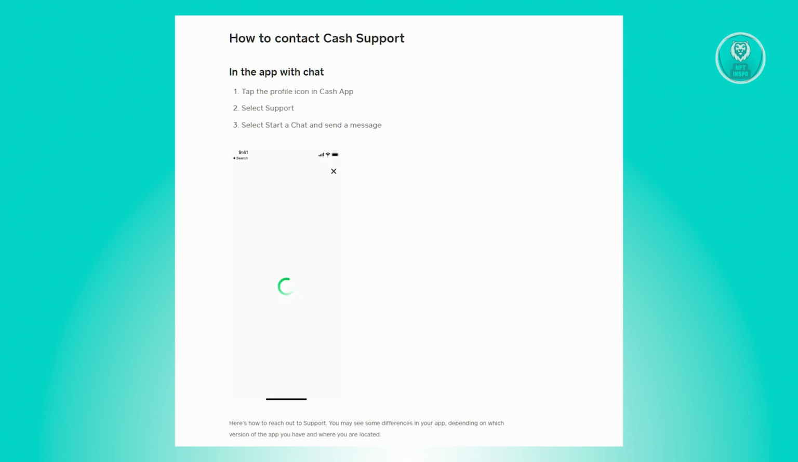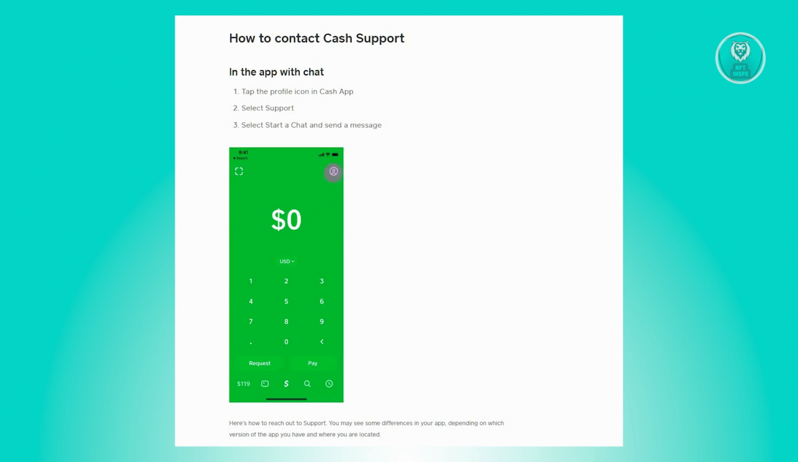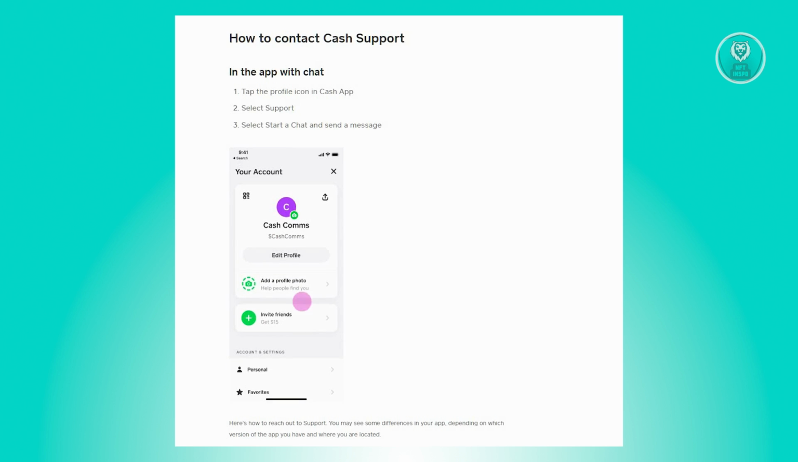Now, if that's not the case and you are unable to cancel it, the best way for you to solve this is to contact Cash App support. To do this, you need to go to the main home screen of Cash App and tap on your profile icon, which is usually located at the top of your screen.